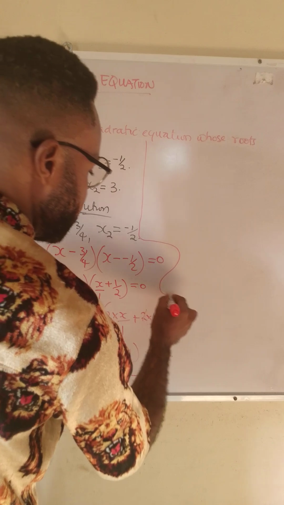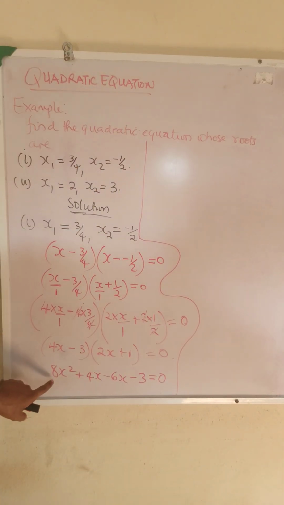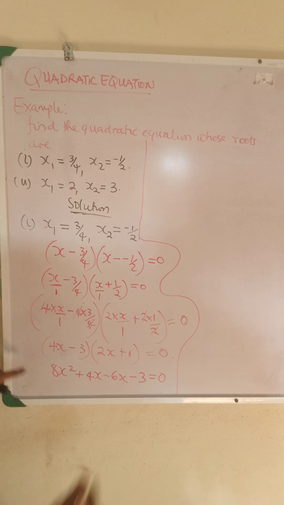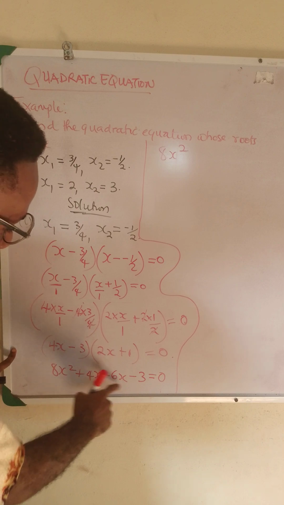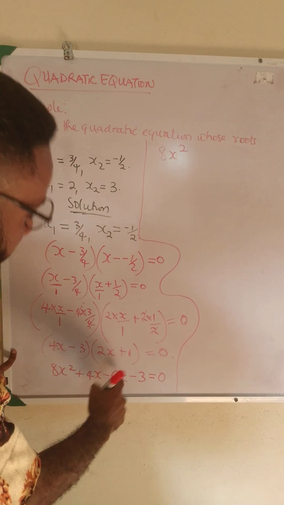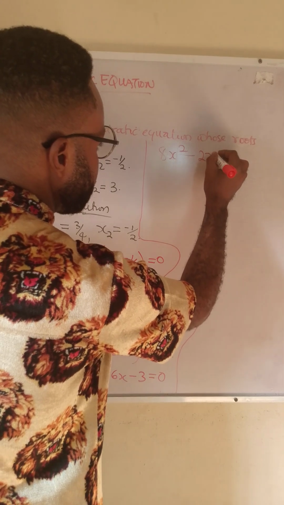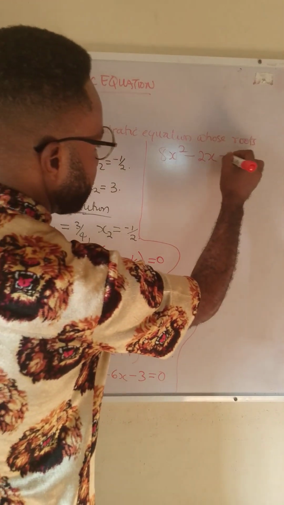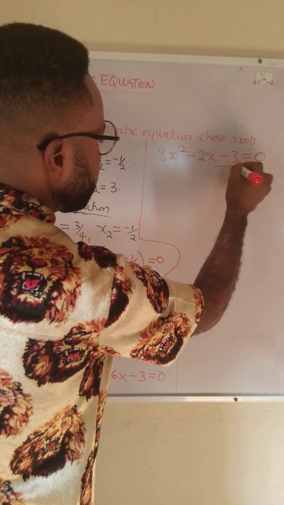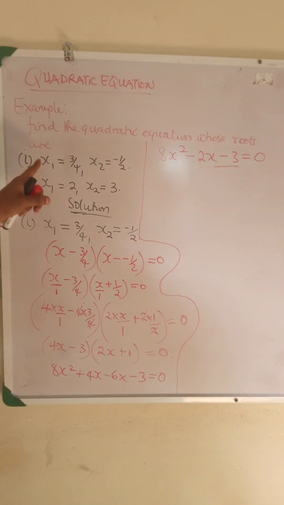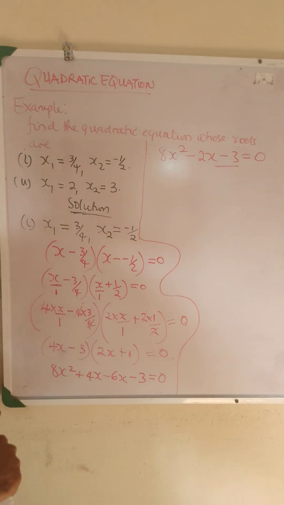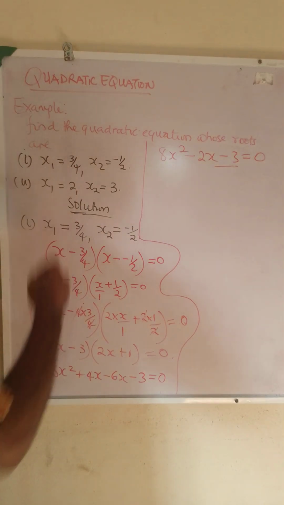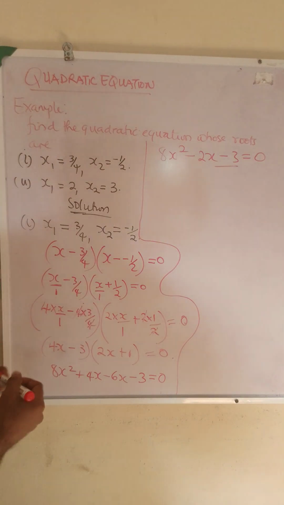So we continue our solution. And so 8x squared, so we have 8x squared. We have like terms here, so 4x minus 6x will give us minus 2x, and then we have minus 3 equal to 0. So for the I section, the quadratic equation that has this root is this. So we've gotten the quadratic equation with roots of 3 over 4 and minus 1 over 2.